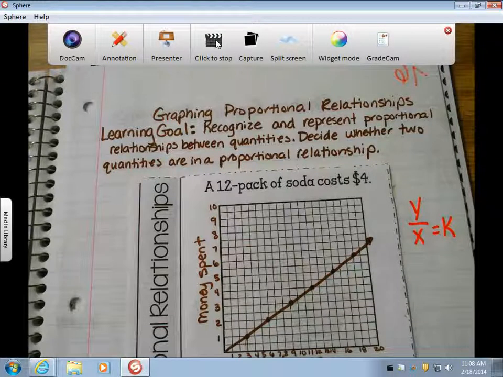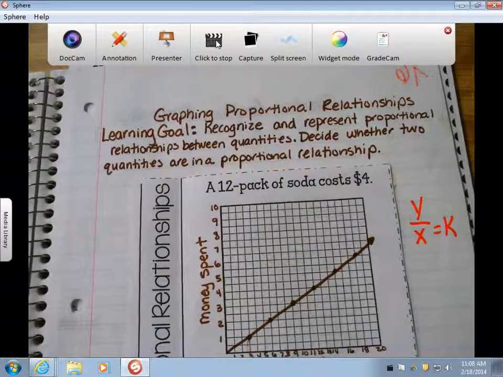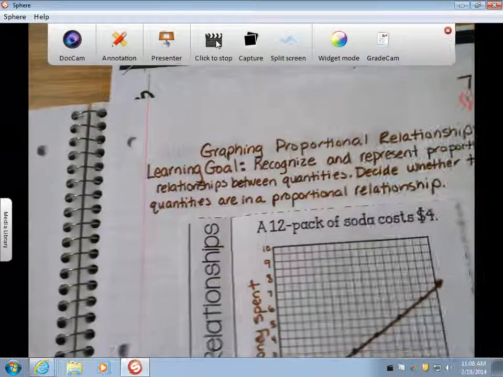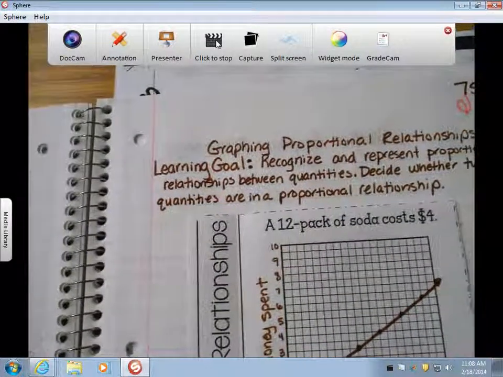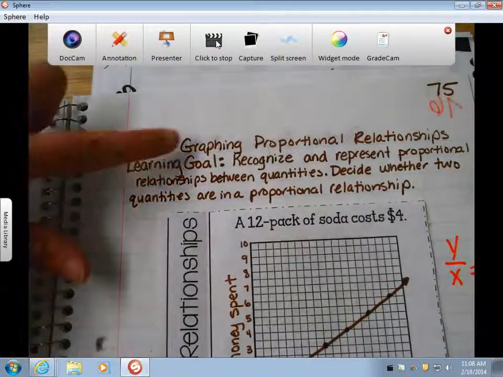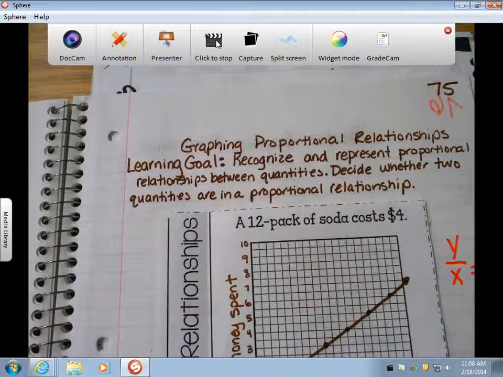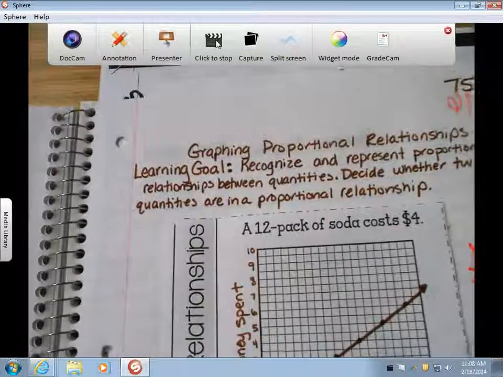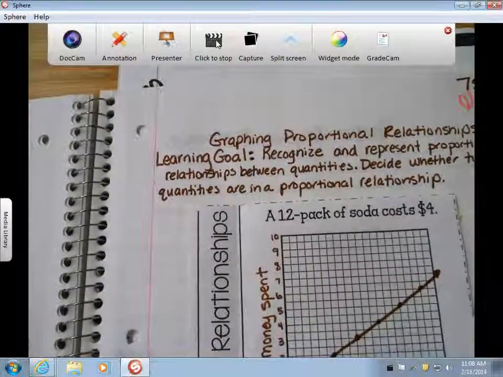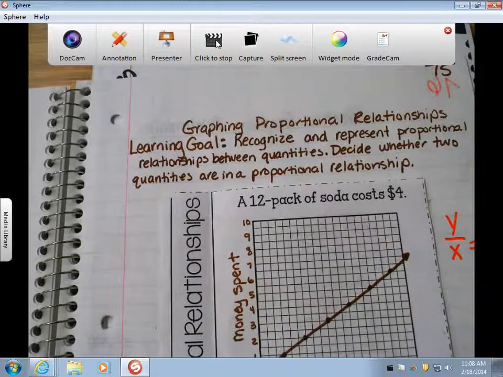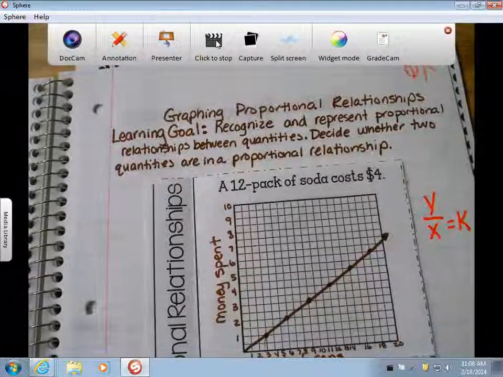Okay, today we are going to add a new page to our interactive notebook called Graphing Proportional Relationships. If you would please turn to page 74 and 75 in your notebook, or the corresponding pages if your notebook is off. You will need to write your title, Graphing Proportional Relationships, on both 75 and 74. And your learning goal, which you will write on the right-hand side, is recognize and represent proportional relationships between quantities.